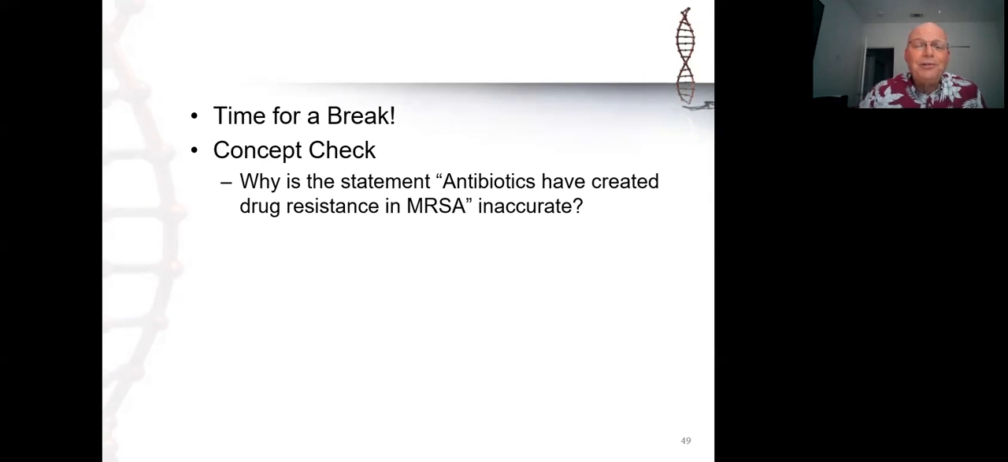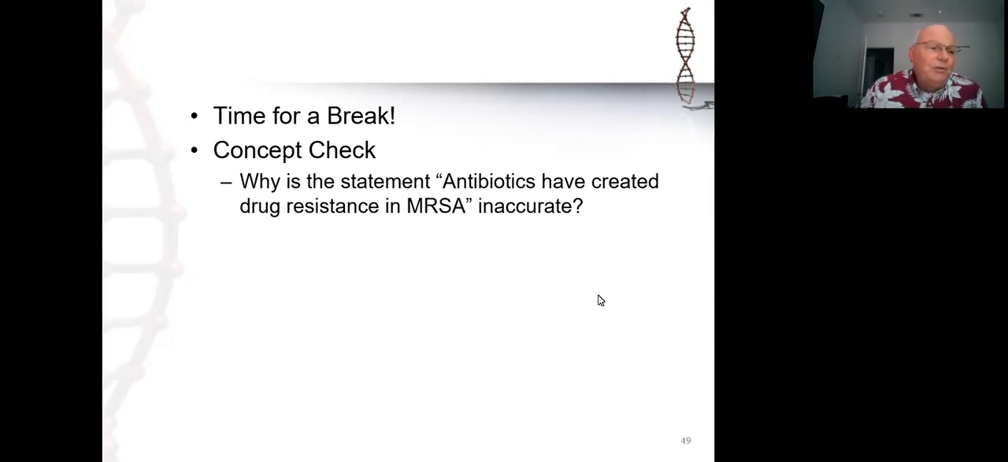So the antibiotics don't create the drug resistance. What they do is select for those individuals that have spontaneously developed the drug resistance as a consequence of mutation. Mutation comes first, the selective pressure comes second. That's always the case in natural selection and evolution.